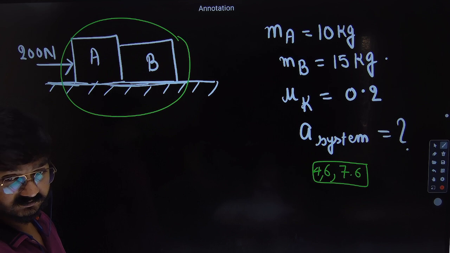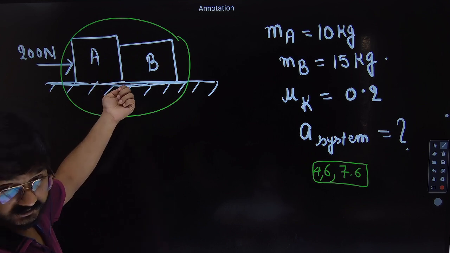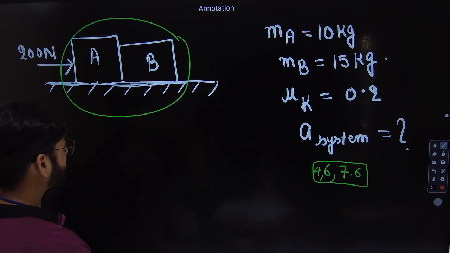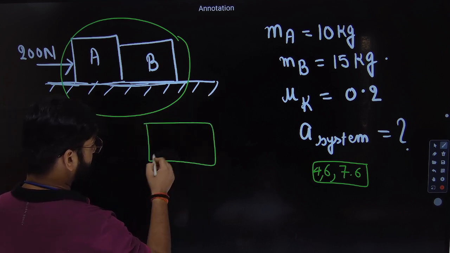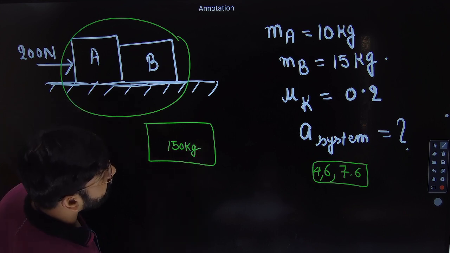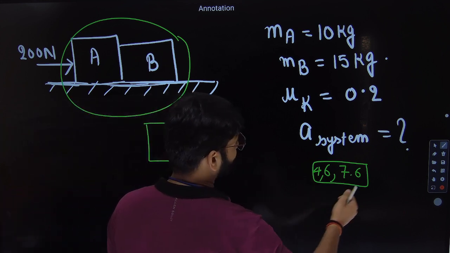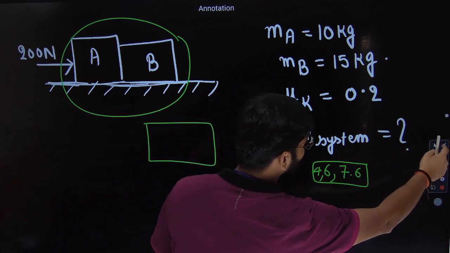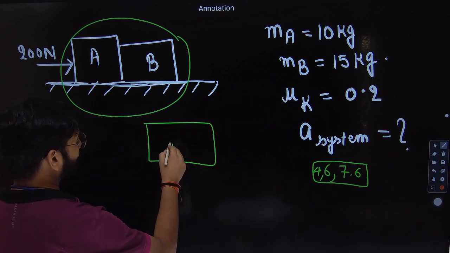So we'll take this as a system. You can consider this as a single box. So it will be a single box of how much mass? Okay, so you can draw the system again. 150 or 24? See, that is 25.